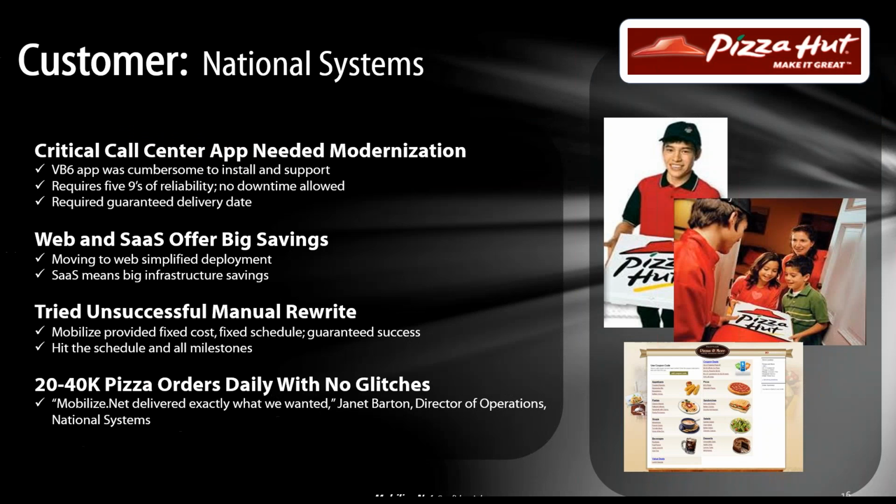Let's talk about a couple of case studies real quick. National Systems is an ISV that sells call center software. It's used by Pizza Hut. They have users all over the country who use a telephone system that routes calls for orders directly to them, and then they enter the data into a VB6 application, and it gets posted at the closest Pizza Hut store, restaurant, whatever they're called, for them to build it and deliver it.